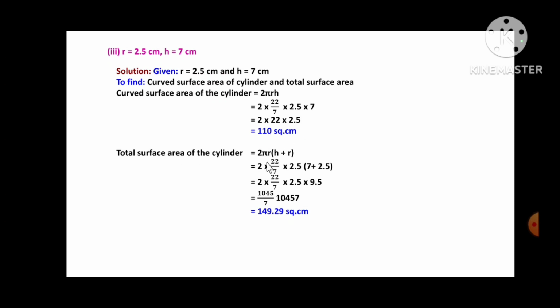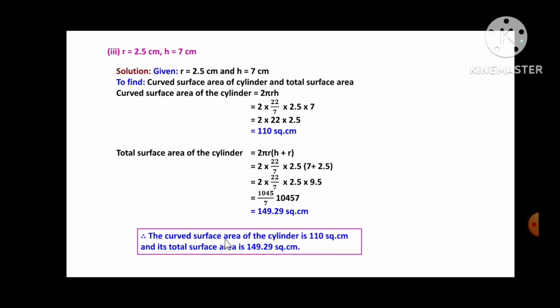Now the total surface area of the cylinder is equal to 2πr(h + r). So 2 into 22 upon 7 into 2.5 into (7 + 2.5). So 2 into 22 upon 7 into 2.5 into 9.5. 7 plus 2.5 is 9.5. After simplification, we will get this as 1045 upon 7, which will be 149.29 square centimeter. So we can write here the curved surface area of the cylinder is 110 square centimeter and its total surface area is 149.29 square centimeter.